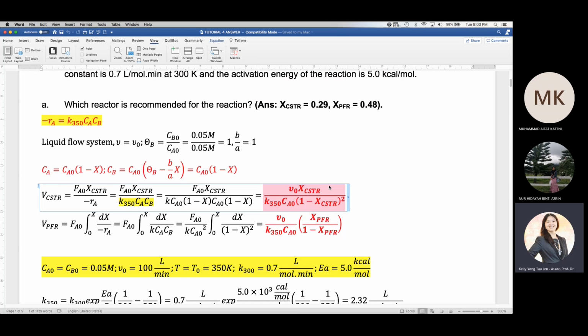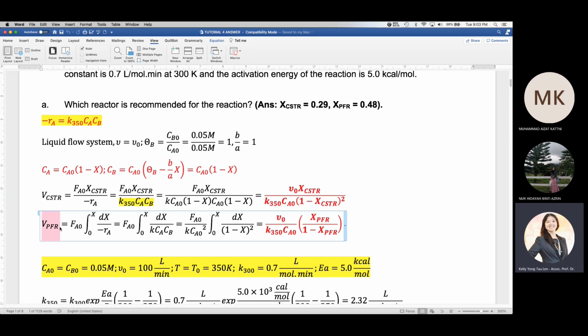So, you must understand, if K is not given at 350, we have to find a new K. But as long as there is no K at 350 Kelvin, we cannot substitute inside. Okay, so done. So, untuk case PFR pula, sama je. Kamu tengok list of equation.